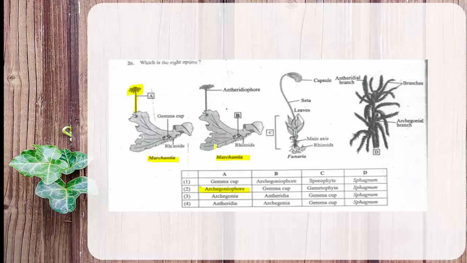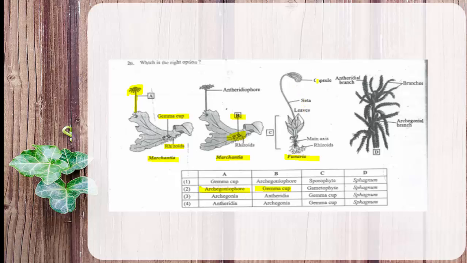The thallus is flat. It is dichotomously branched. The ventral surface shows the presence of rhizoids, and on the dorsal surface here it is marked, and for that one only the option B is given. On the surface some cup-like structures. The dorsal surface contains cup-like asexual structures called gemma cup, and this is Funaria belonging to mosses.